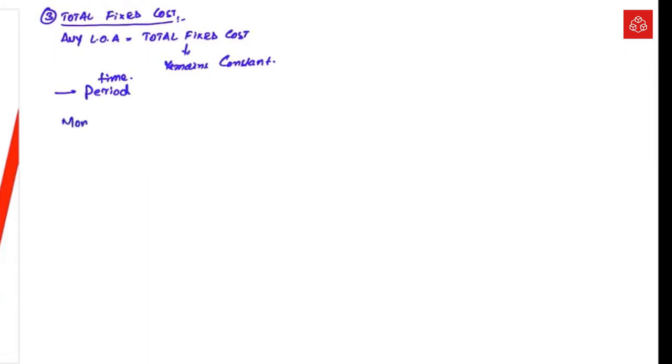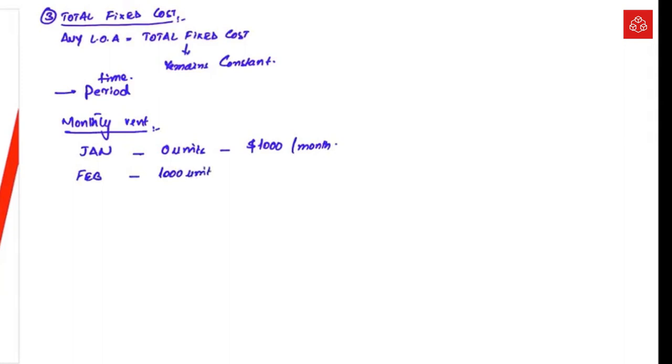The best example can be, for example, monthly rent. So if I'm having a factory and I want to pay a monthly rent, if it's January, for example, and I have produced 0 units due to any reason, still I have to pay the total rent of $1,000 per month. Then in February, I increase my level of activity from 0 units to 1,000 units. Still, the rent is going to remain the same, $1,000 per month.